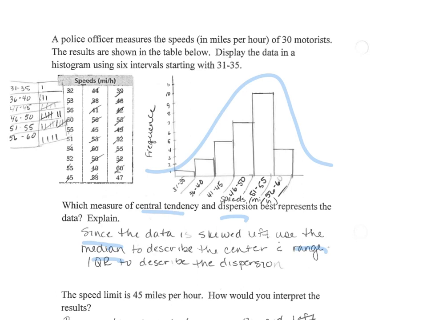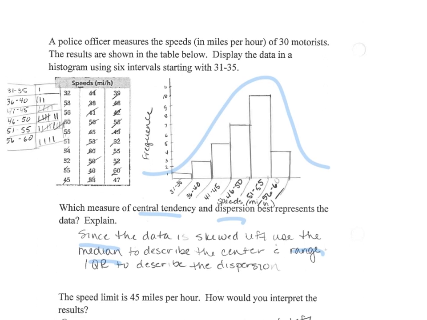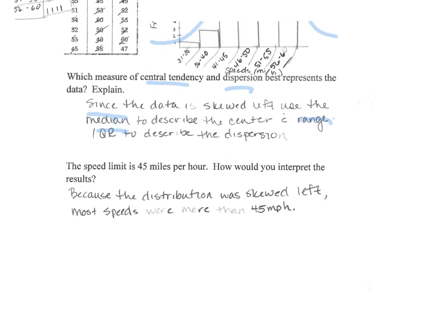The speed limit is 45 miles per hour. How would you interpret the results? So again, interpretation, there is no one exact right answer, but I just said here, because the distribution was skewed left, most speeds were actually more than 45 miles per hour. So most people are going above the speed limit.